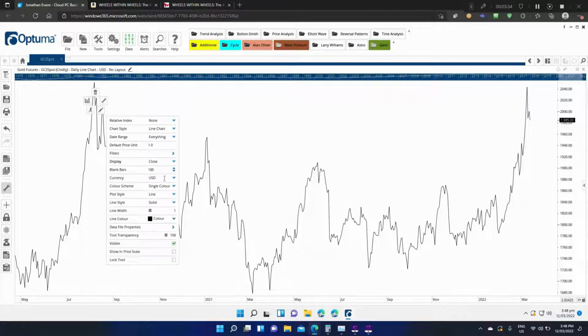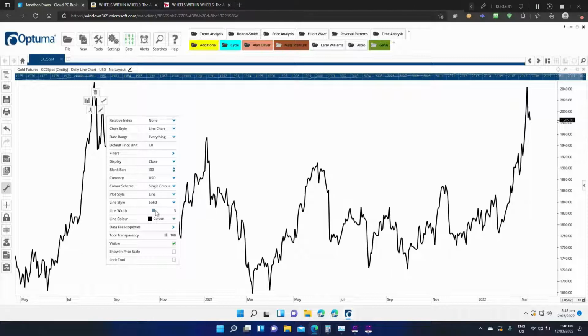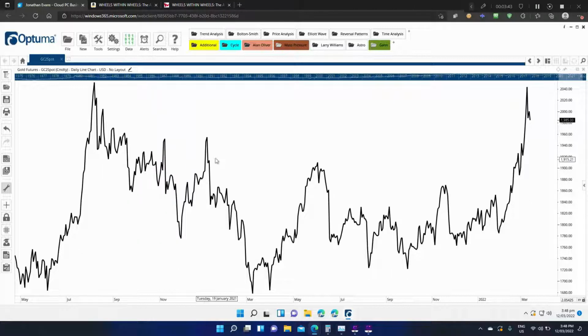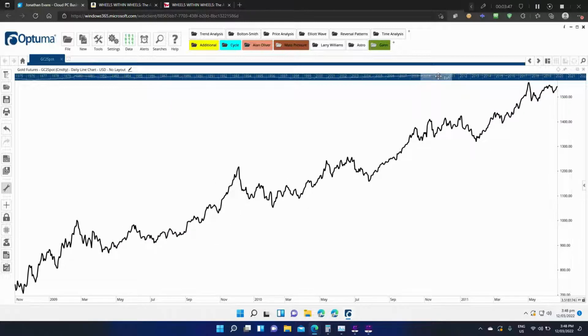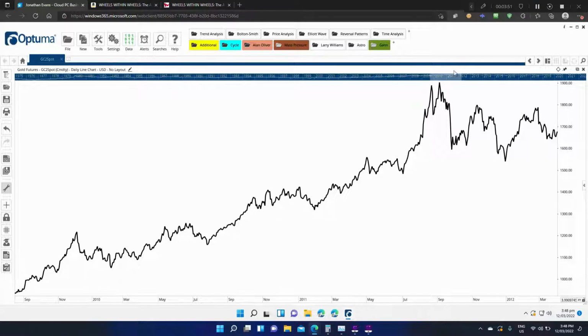Now I am running on the remote PC through Windows 365, as you can see, so there might be a bit of a delay between what I want it to do and what's actually happened. But what I want to do is pop on my cycle and go over, say, 10 years of this gold market, and just give you an idea, or at least a little framework on the polarity flips in the market.